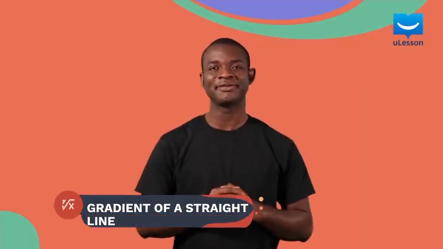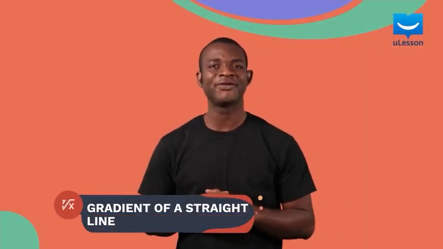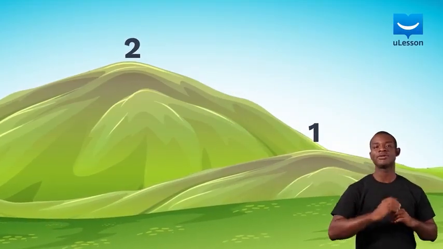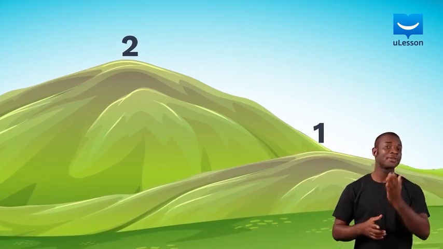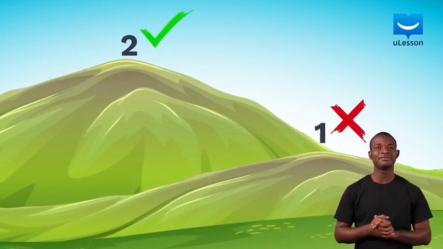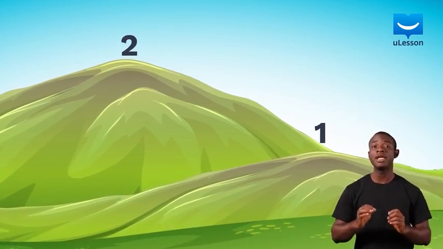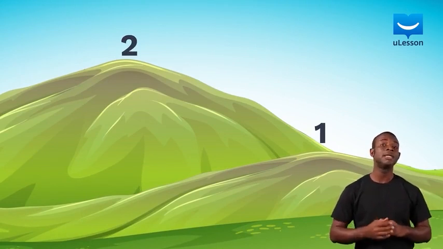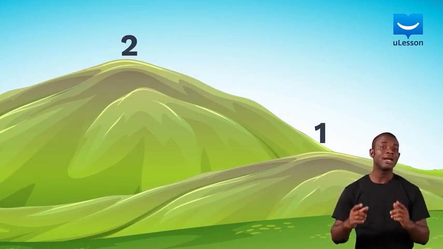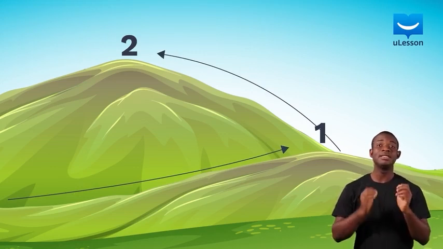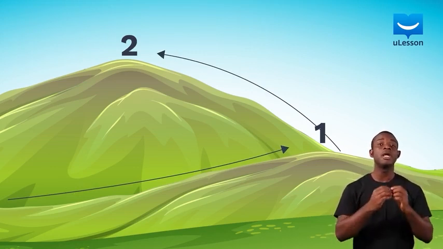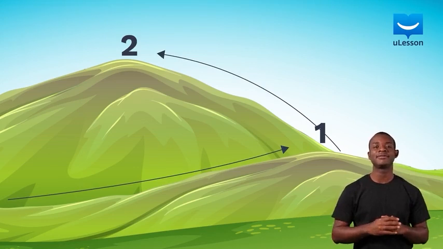Before we begin this lesson, I have a quick question for you. Which of these hills will be difficult to climb? You will agree with me that it is the second hill. The reason the second hill is more difficult is that the higher you go doesn't guarantee the more the distance you cover. Hence, the second hill is said to be slopier than the first.